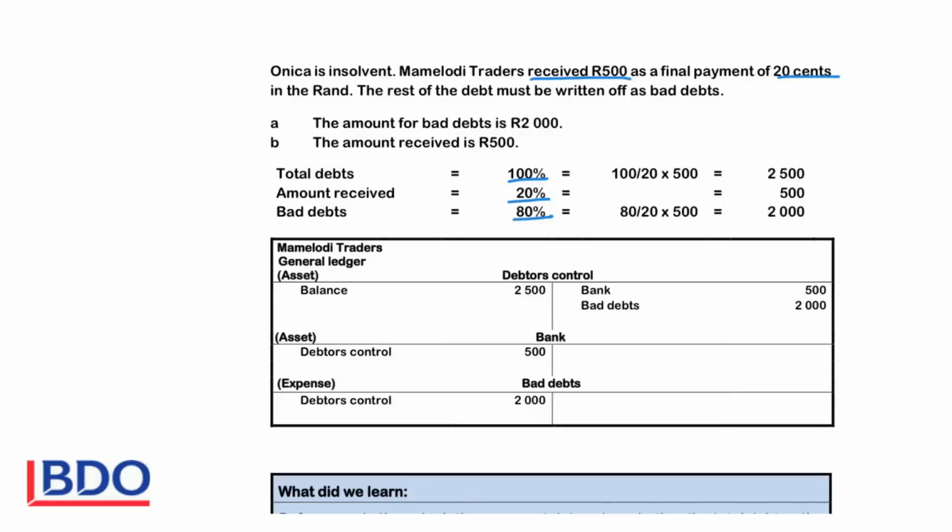In this case, they tell us that the amount that we receive is 500, so that equals the 20% that we receive. If we want to calculate the bad debts, the one that we want, divide by the one that was given to us, the 20, times the 500, and that will give us 2,000 Rand.